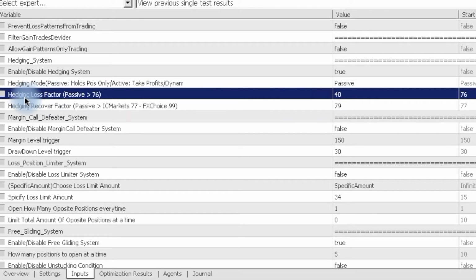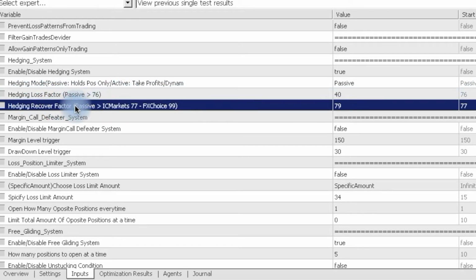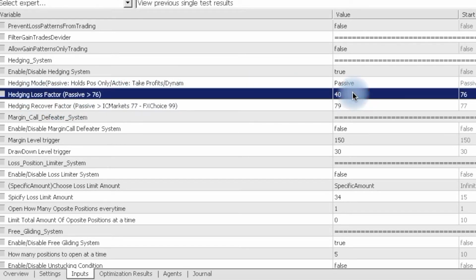Now you can see here hedging loss factor, hedging recover factor. What does this mean? Basically, it says if I have 40 points loss, meaning a $40 drop, that's not in my favor. So if I have a buy position, but the price dropped $40, or I have a sell position and the price increased $40, that's when this system will kick in.